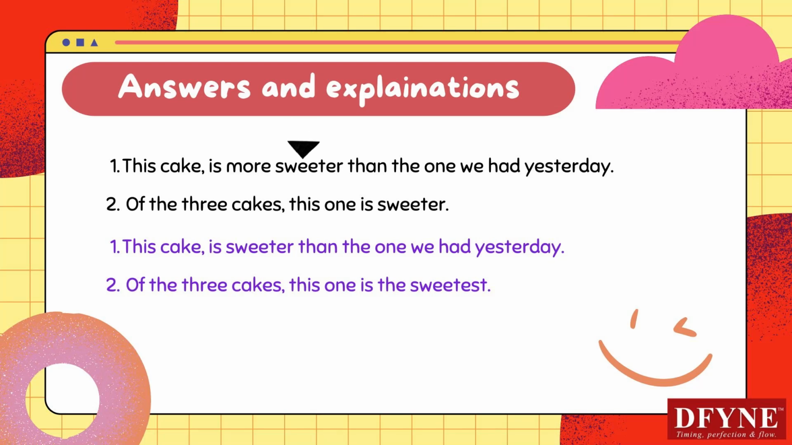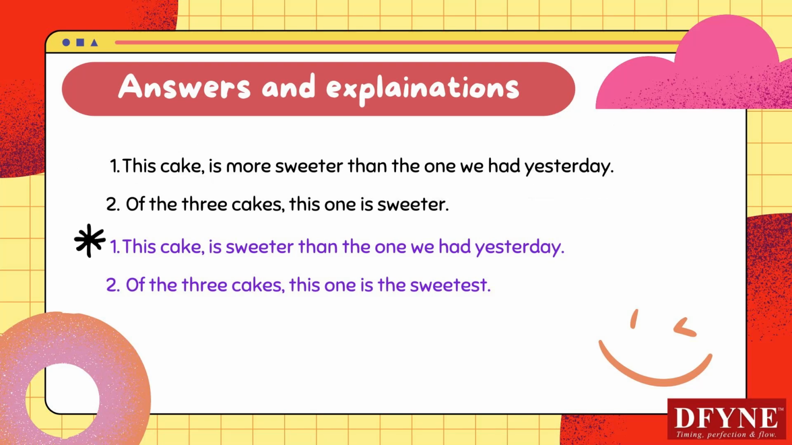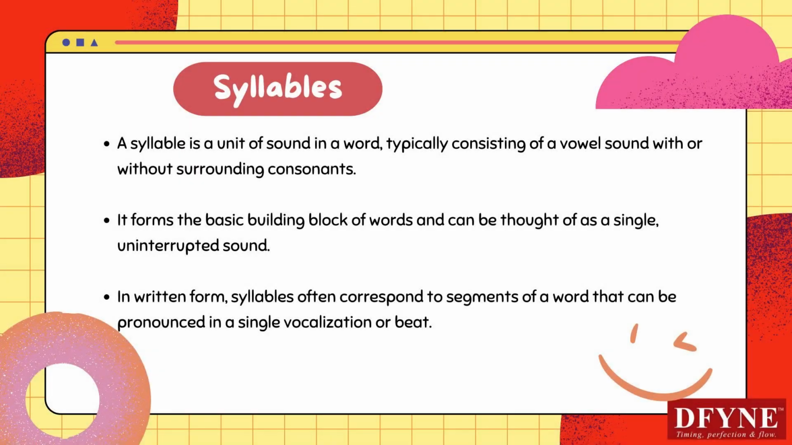So, a short adjective with two objects, this cake and the one we had yesterday. These are the right conditions to use the comparative form of an adjective. So, in this case, we will remove more and just use sweeter. 2. Of the 3 cakes, this one is sweeter. Here, there are 3 objects, therefore we use the superlative form. Sweetest. So, how do you know if a word is small or big?